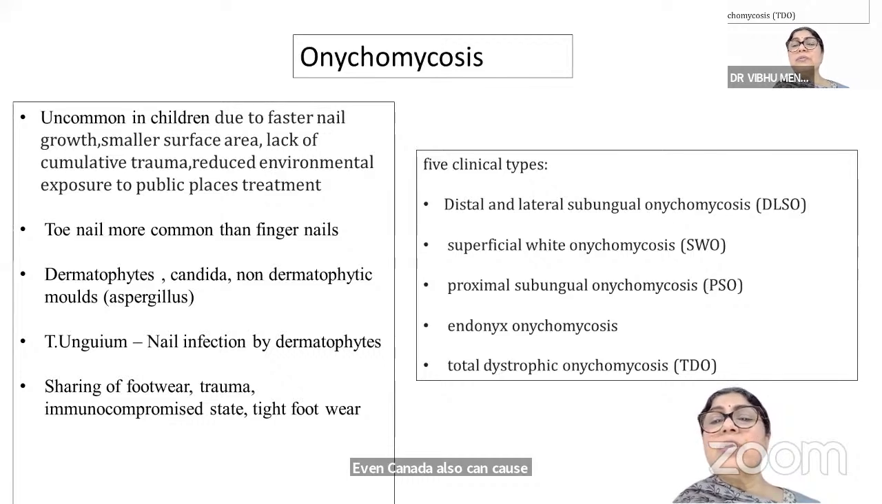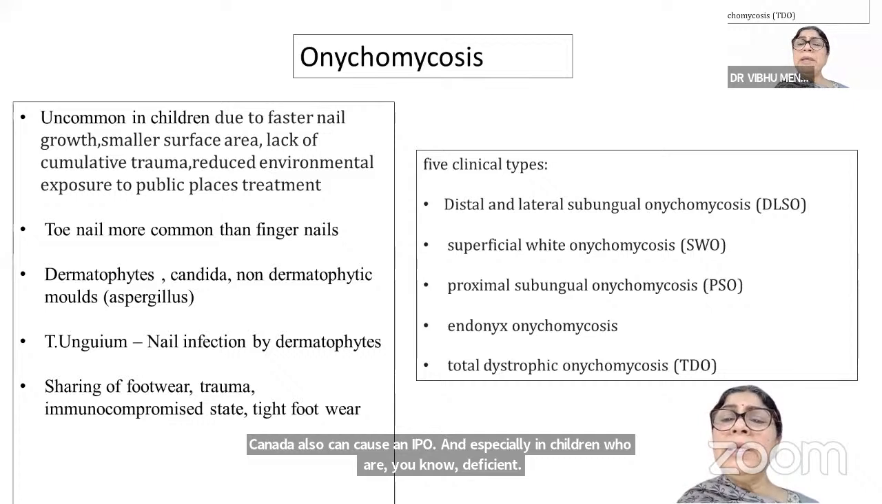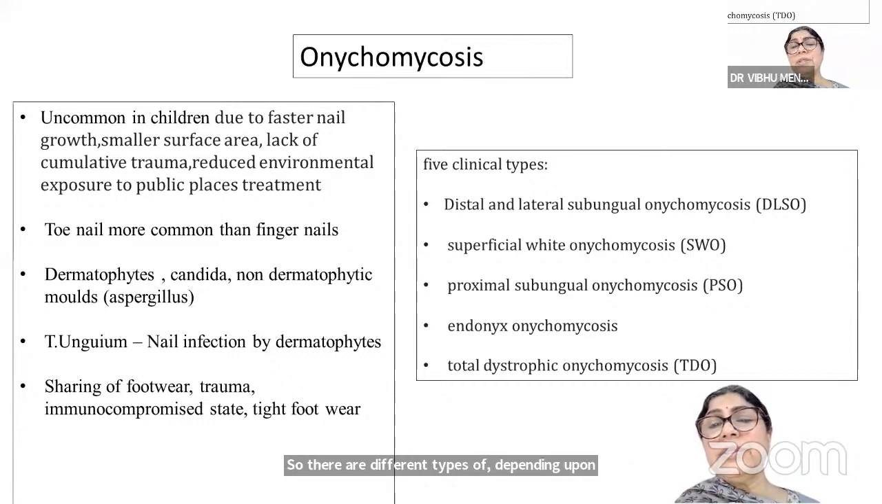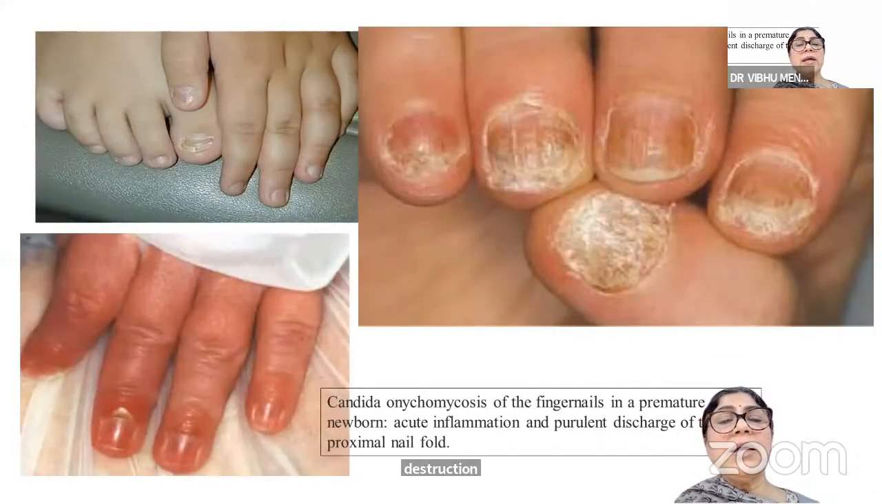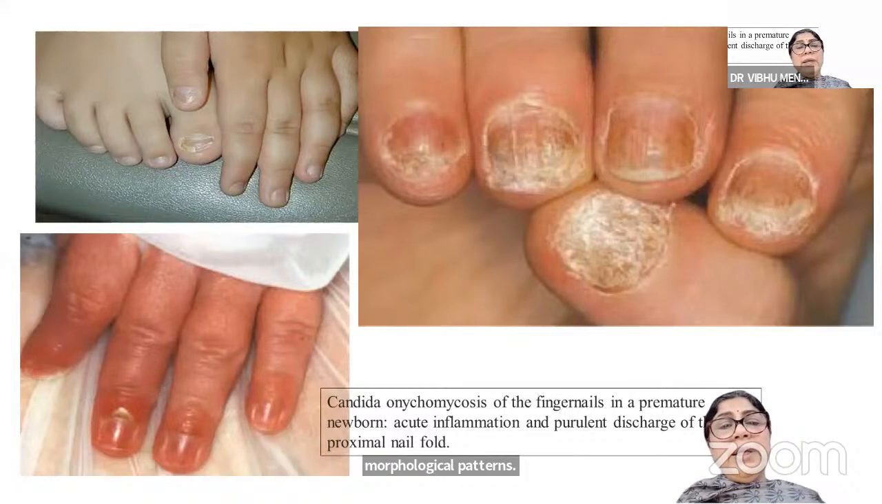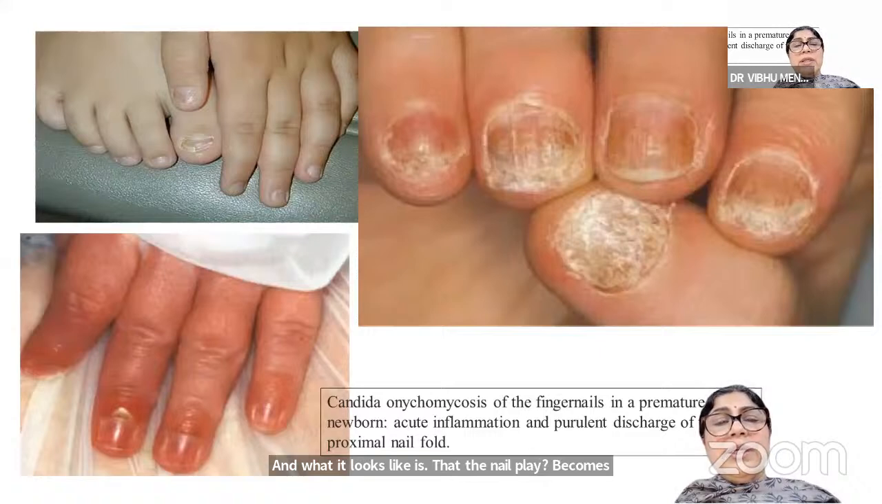So there are different types of onychomycosis depending upon which part of the nail plate gets involved first. It can be distal if it involves the distal part of the nail plate. It can be superficial if just the superficial part of the nail plate, proximal, endonyx, and the total involvement of the nail plate leading to complete destruction is known as total dystrophic. So these are the morphological patterns, and what it looks like is that the nail plate becomes crumbly, and you can see that there is this yellowish discoloration in the distal part of the nail plate in a young child of about 8 months. And here you can see some paronychia, erythema of the nail fold also.